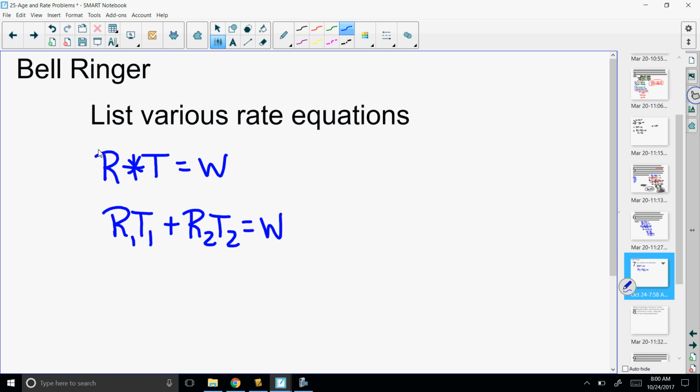Yeah, we have the H one. I just want rates dealing with work. And then another one I talked about had to deal with the number. So number times the rate times the time is equal to work, or the number of jobs that can be completed. So those were 3 different rate equations we talked about yesterday.